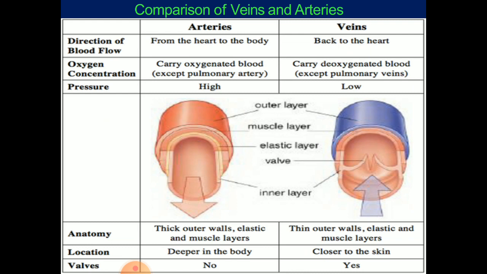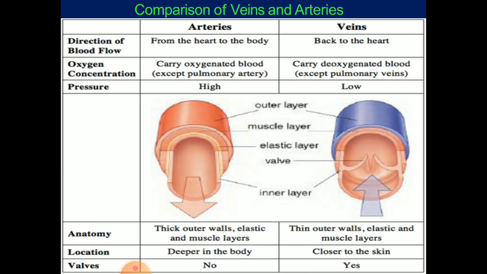In case of arteries, they carry pure blood, that is oxygenated blood, and veins carry less oxygenated blood. The exception for the arteries is the pulmonary artery, which is carrying impure blood. An exception for the veins is the pulmonary veins, which are carrying the pure blood. The pressure is higher in arteries in comparison to the veins.